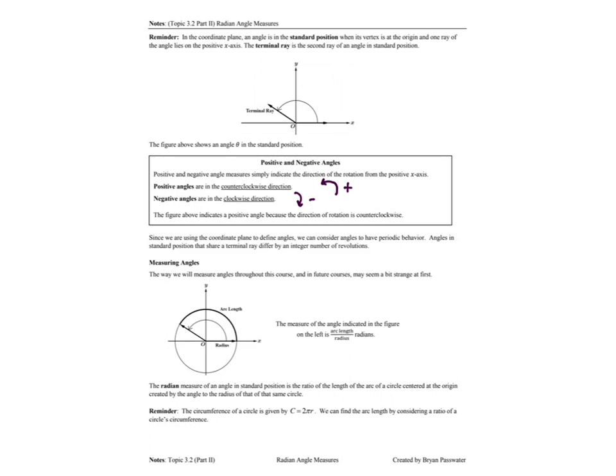The way we will measure angles throughout this course and in future courses may seem strange at first. The way that we're coming up with these numbers is theta is equal to the ratio of arc length per radius. Theta, the measure of the angle, is the ratio of the arc length of the circle divided by the circle's radius. Okay?